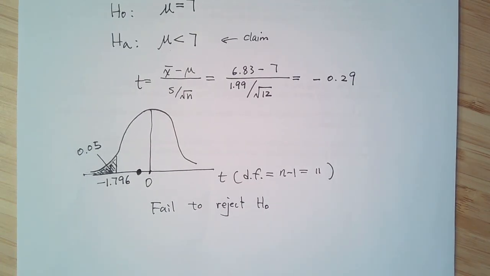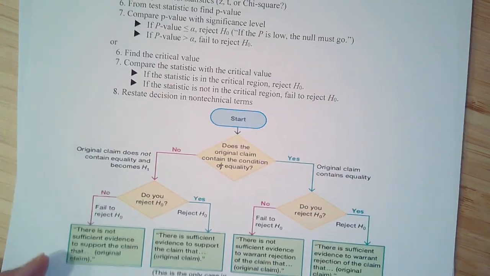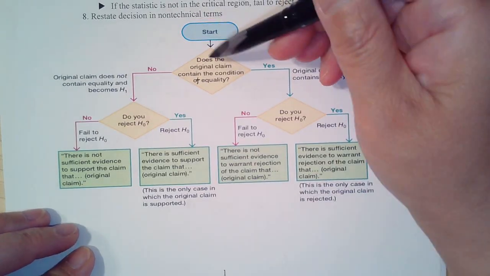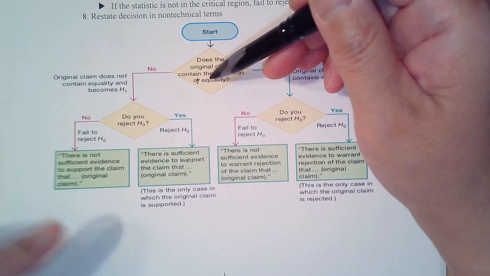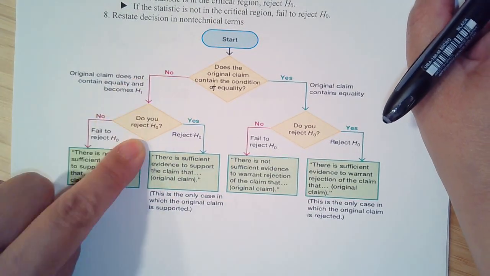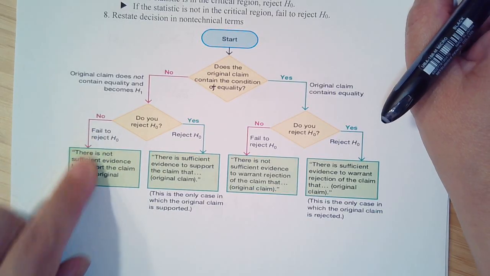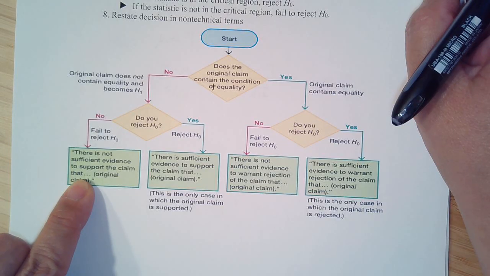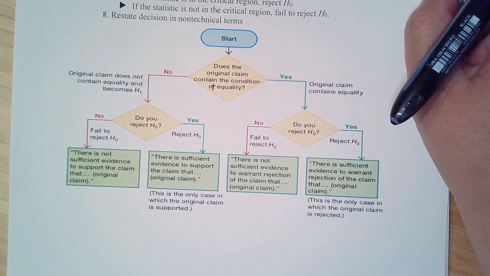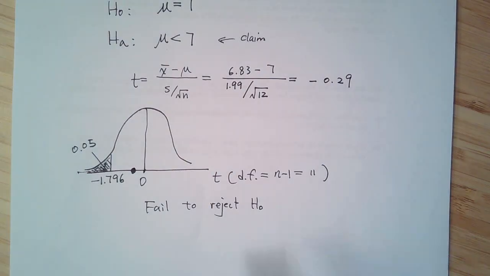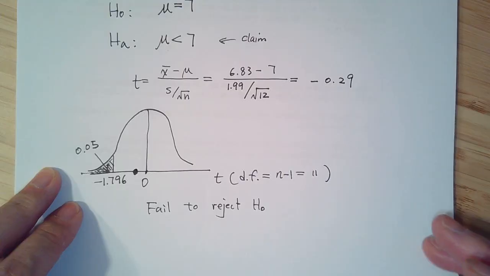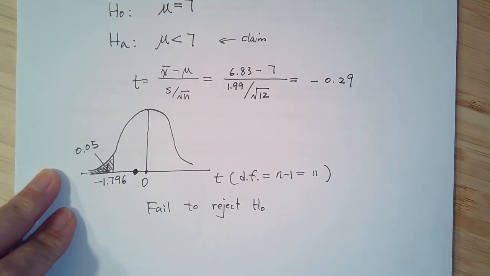Not done yet. You have to use this flow chart to write your final result as your answer. So does the original claim contain the condition of equality? No, our original claim says it's less than 7. So again, we go to the left. Do you reject H0? No, we fail to reject H0. So we're going to say there is not sufficient evidence to support the claim that the average sleeping time is less than 7 hours. Okay, so I'm a little lazy. I didn't write it, but you have to write it. Okay, so that is this sample.